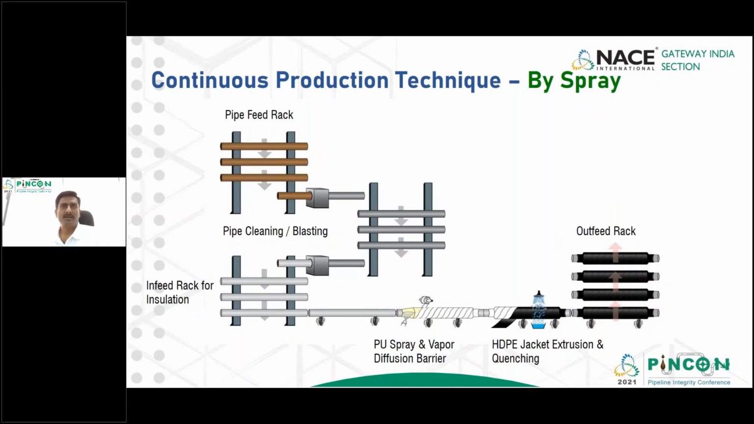Pipes are blasted to a certain profile, anti-corrosion coatings are applied with a rough surface, and pipes are moved to the PUF insulation by spray technique. Vapor diffusion barriers are applied when the foam is in the gel stage to prevent the aging. Then the foamed pipes are side extruded with HDPE or the FRP jacket for mechanical protection. The process is completely automated with regular quality checks at each interval.